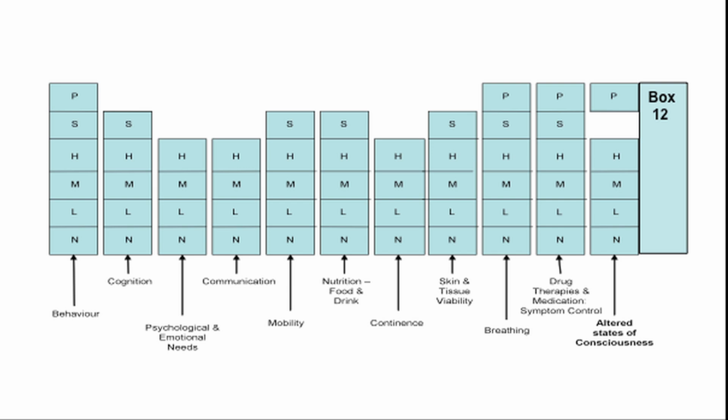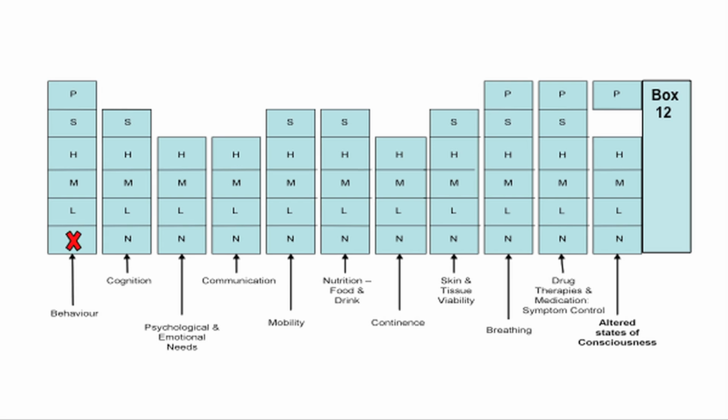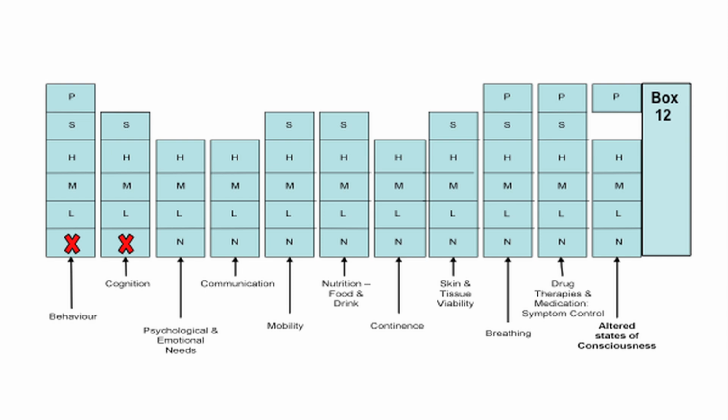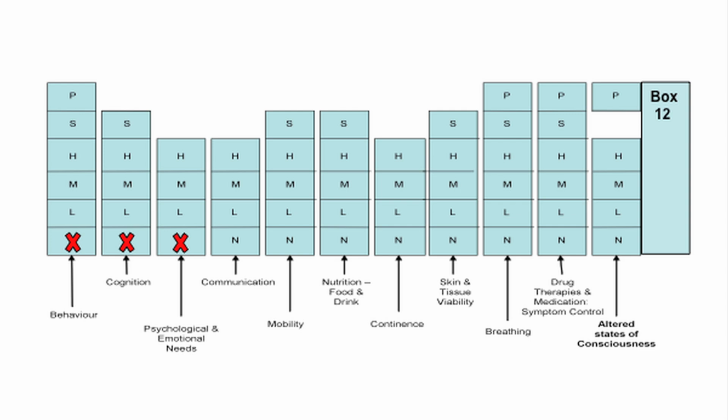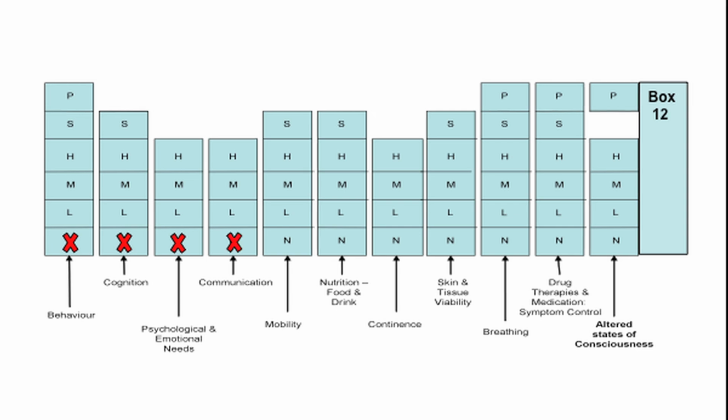it's quite an interesting scatter. What we see is that in terms of the behavioural domain, Pam will score nothing because she doesn't have any challenging behaviour. In terms of her cognition, she will also score nothing. She's extremely intelligent and alert. In terms of her psychological and emotional needs, she'll also score nothing. And in terms of communication, she'll score nothing because she is very capable indeed of communicating her needs. So for the first 4 domains, Pam scores nothing.